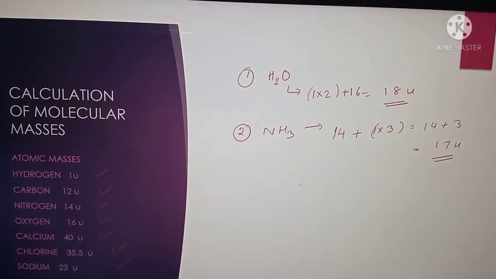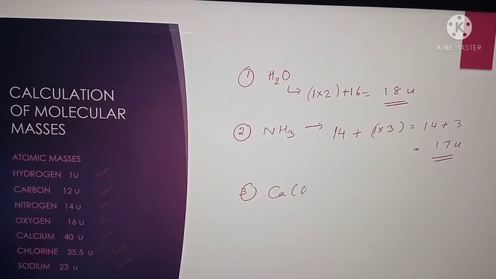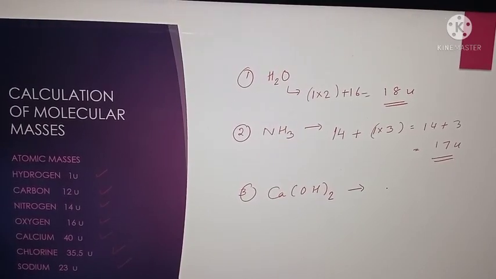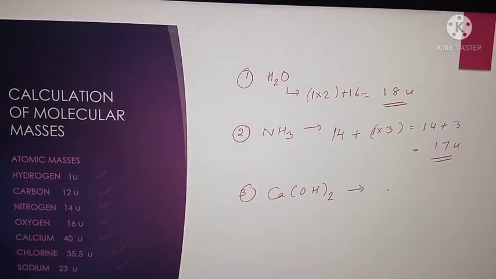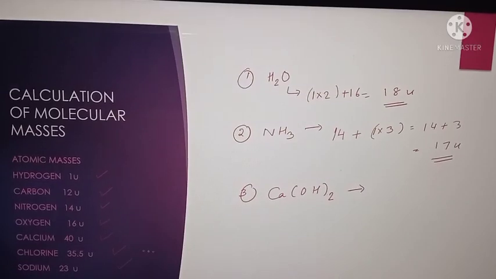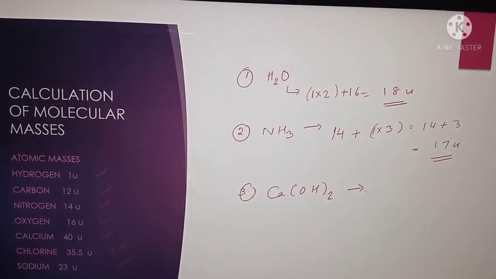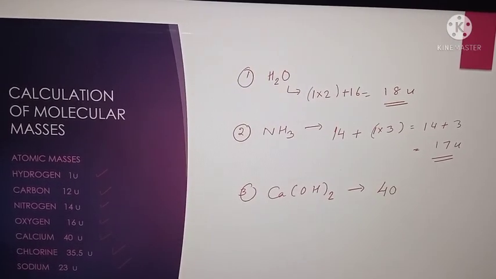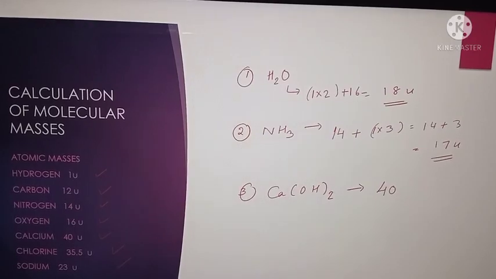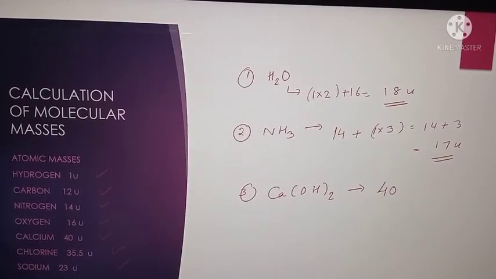Now let us take some other molecules like calcium hydroxide, Ca(OH)2. Calcium mass is given here, that is 40U. Oxygen is 16 and hydrogen is 1. Now here remember there is a bracket. This bracket is there for both oxygen and hydrogen, and 2 is written outside. So twice is for oxygen and hydrogen. So keep it in mind.